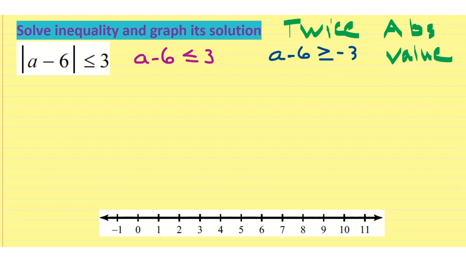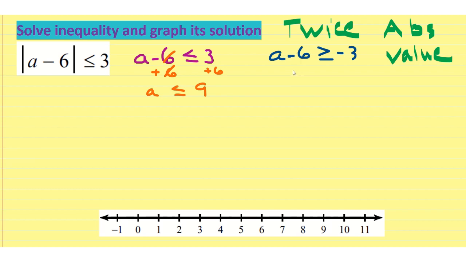Okay, so let's go ahead and work this out now. A minus 6, I can add 6 to both sides. This is just using normal order of operations. So negative 6 plus 6 cancels out. A is less than or equal to 3 plus 6, which is 9. Okay, so that part is finished for the moment.